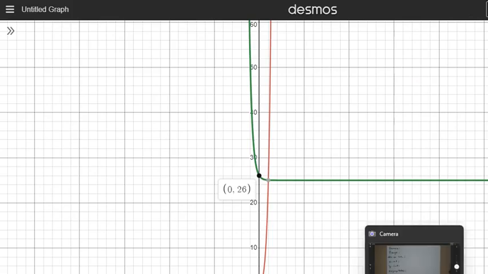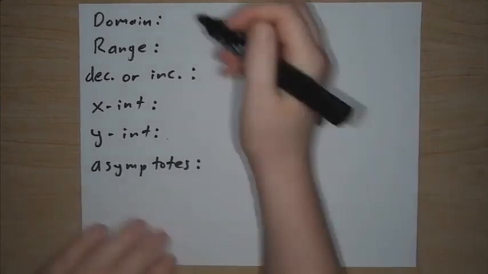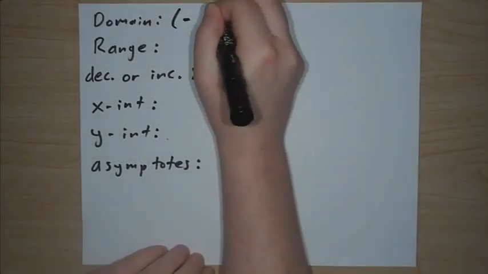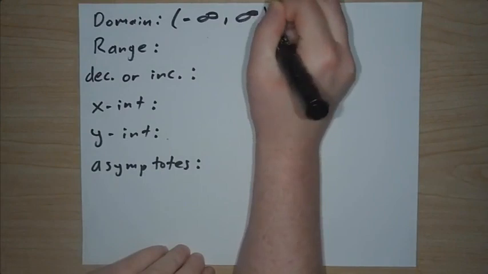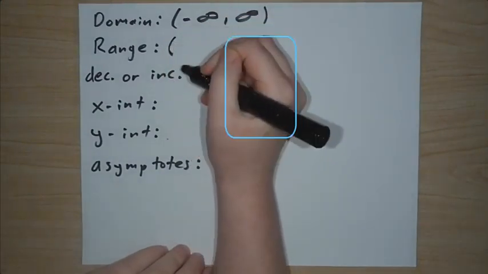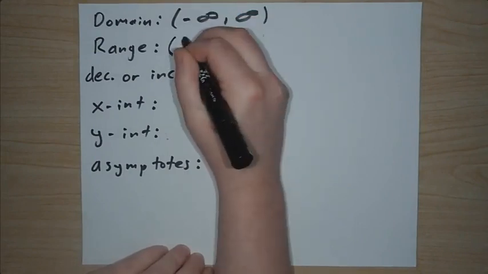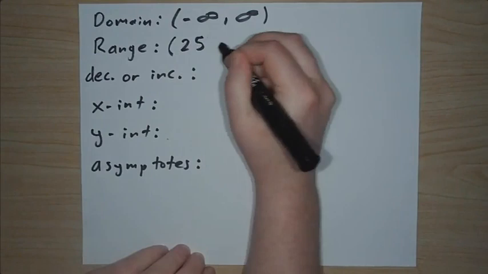And so if we record all of that, we have our domain from negative infinity to positive infinity. That's all our x values. It can be any value. Our range, which is our y value, moved from 0 to infinity to 25 to infinity, because it moved upwards by 25.